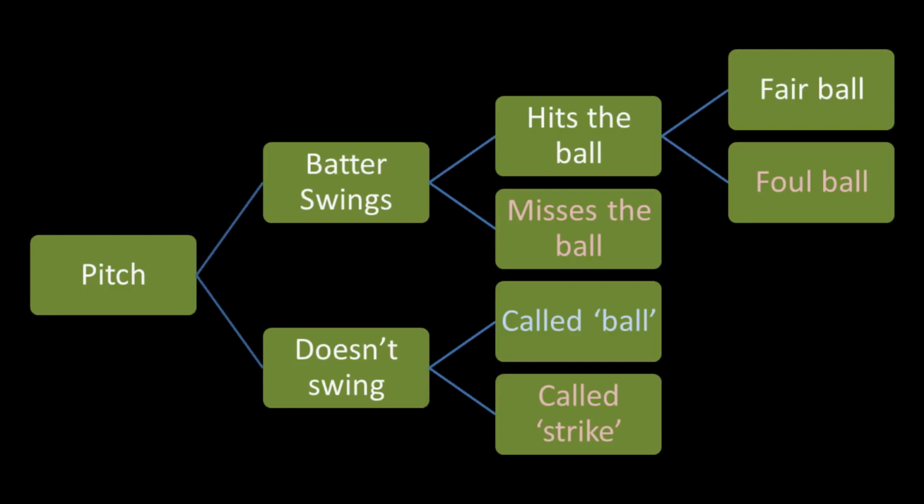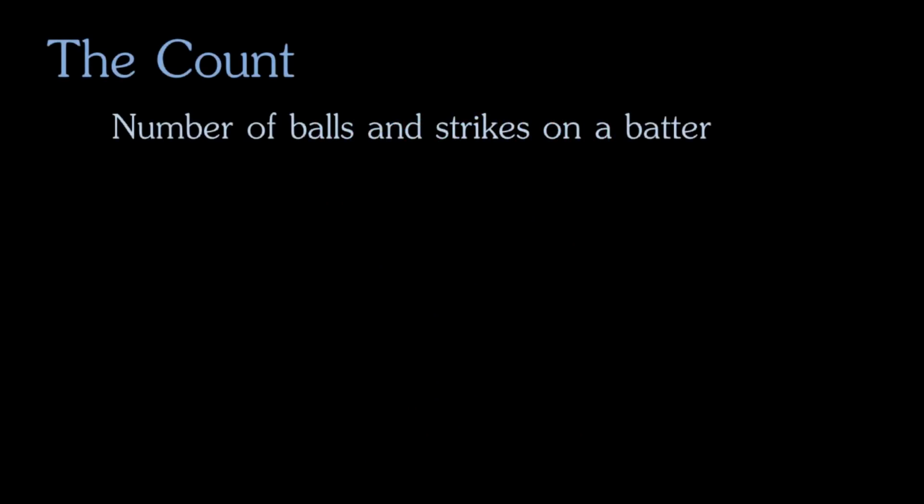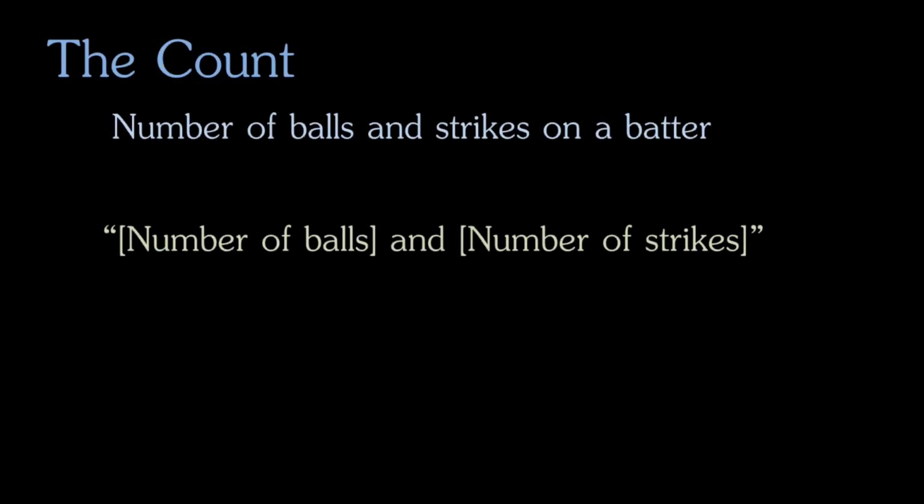I said earlier that balls and strikes exist to keep the game moving forward. So let's take a look at how that works. This is with something called the count. Oh, sorry, not that count. There we go. The count refers to the number of balls and strikes that a batter has seen during his at-bat. And the way that we say this is the number of balls and then the number of strikes.